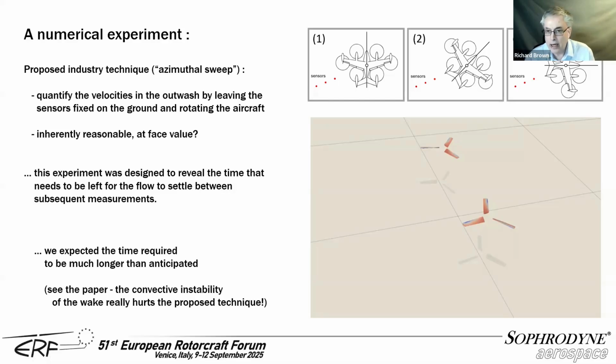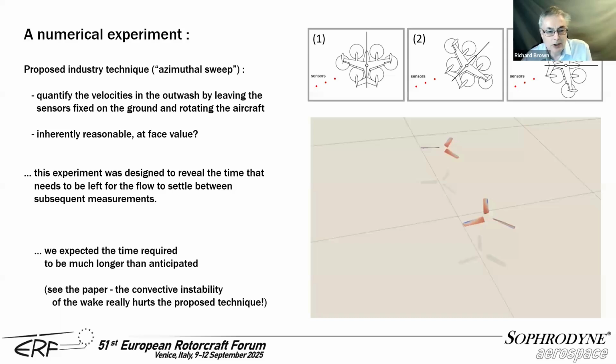But of course, we know that the wake is convective in nature. This is one of the key aspects of their dynamics. So in other words, you change the position of the aircraft or any characteristic of it, and you need to wait for a finite amount of time for the wake to reestablish itself in its original pattern on the ground. Now, this numerical experiment was set up to reveal the time that needed to be left for the flow to settle between subsequent measurements. Okay, we expected quite a lot of time needed to be left in the order of the convection speed of these structures out across the ground.